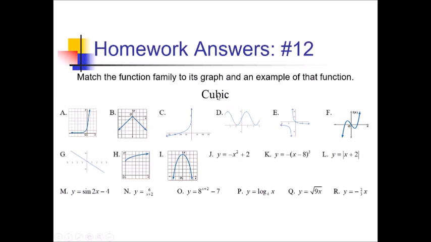For the cubic graph, I'm looking for a snake kind of shape. Looks like choice F is going to be our best bet on this one. And then for the function itself, I want something with an x to the third power. Now, it's a little bit tough to spot, but you see this third power here in choice K. This would be x to the third if we were to actually multiply this whole parentheses out and expand it. So K is going to be our function for this. Nothing else has an x to the third power.